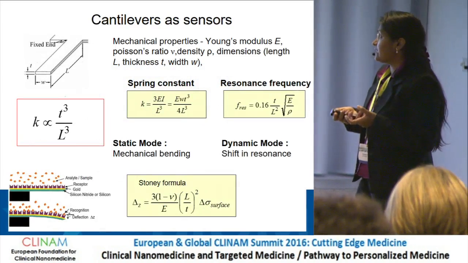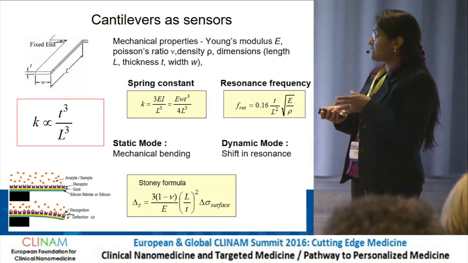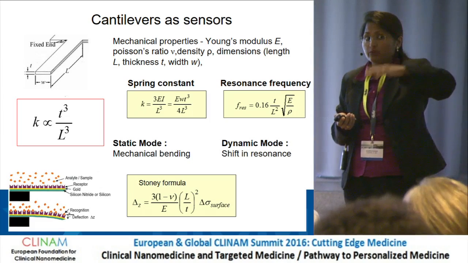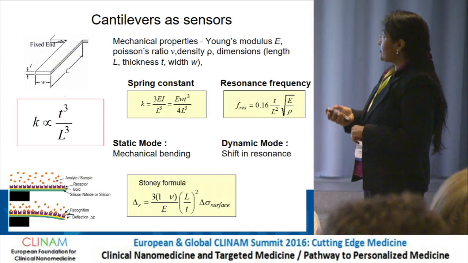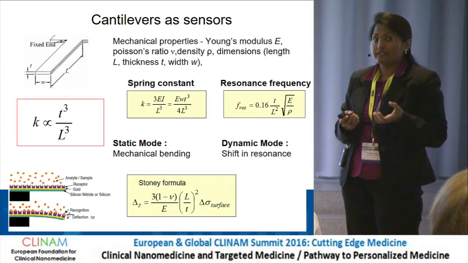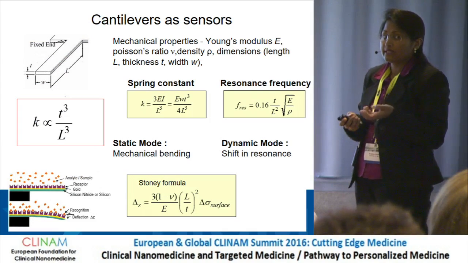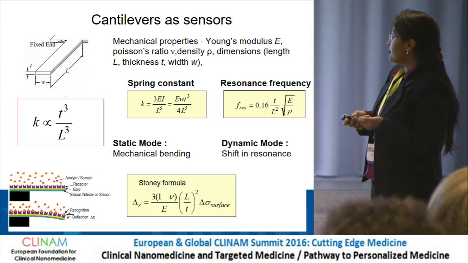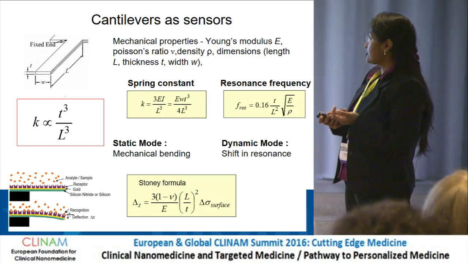So coming to the theory behind cantilevers. Cantilevers are basically mechanical elements which are fixed at one end and free to bend at the other end. The mechanical properties of cantilevers are governed by the Young's modulus of the cantilever material and the geometry of the cantilevers, which then govern the spring constant and the resonance frequency of the cantilevers.